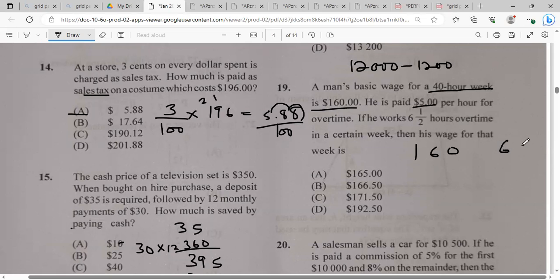So all we have to do is multiply 6.5 by 5 to get the additional. 5 times 5 is 25, 5 times 6 is 30, and that's 32. One decimal place, right? So it should be $32.50. Very nice question.